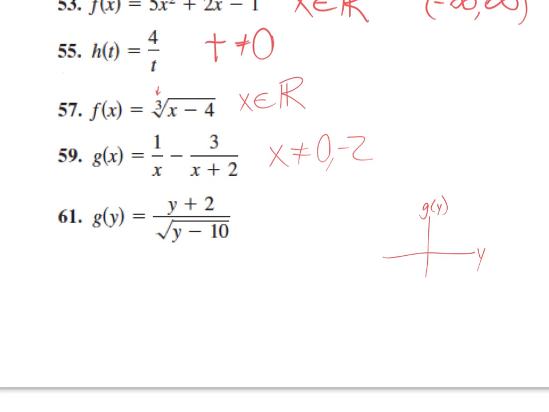When you write it as domain, would you always have x as your domain, or do you write it as y? No, up here on 55 I use t, right? So whatever the independent variable is, that's what your domain is.